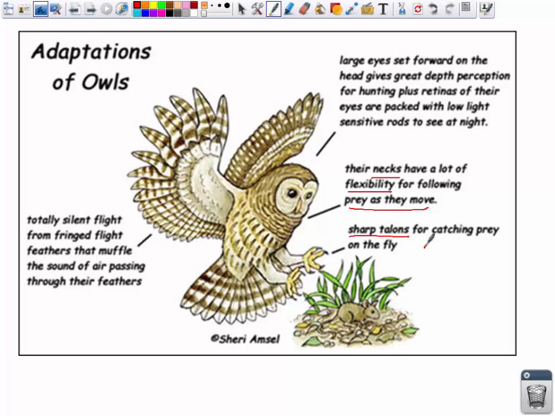to grab things on the move, and they have silent flight from feathers that muffle the sound. There are special feathers in their wings that actually muffle the sound of air passing through so that they can dive from a tree to get a mouse and be silent when they do that. So these are all survival adaptations from the owl perspective.